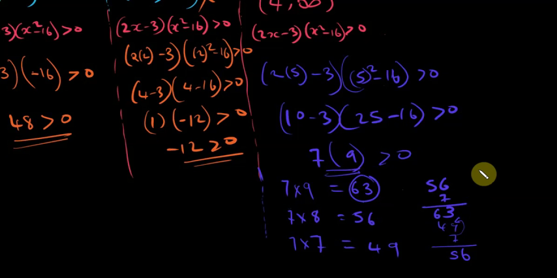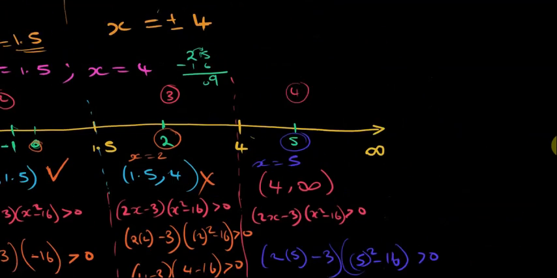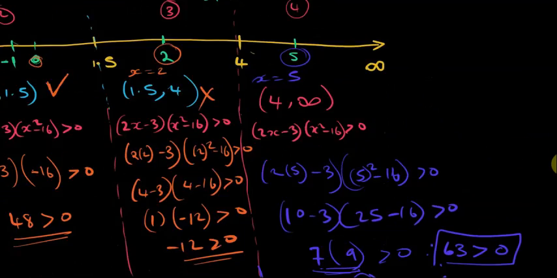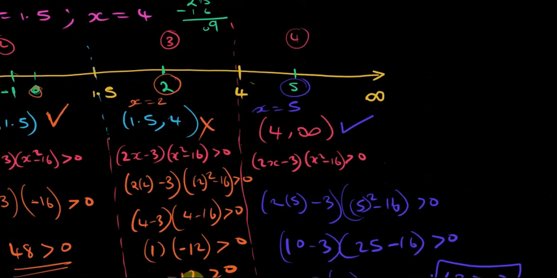If not, please try it again, okay? Cool. So the condition is met also in the fourth region. 63 is definitely greater than 0. Now we need to write our domain, because this region met the condition. So our domain is, what is our domain?